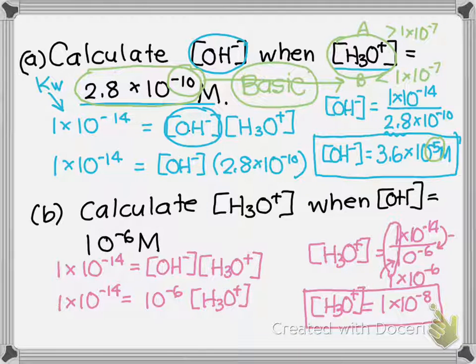Well, it's not neutral because it would have to be 1 times 10 to the negative 7. So I know that if it's acidic, the H3O+ is going to be greater than 1 times 10 to the negative 7. If it's basic, it will be less than 10 to the negative 7. And I look here, and a negative 8 is less than 1 times 10 to the negative 7. So this solution is basic. I could also look at the base concentration, which is 10 to the negative 6. And that base concentration is greater than 1 times 10 to the negative 7, which makes it basic.